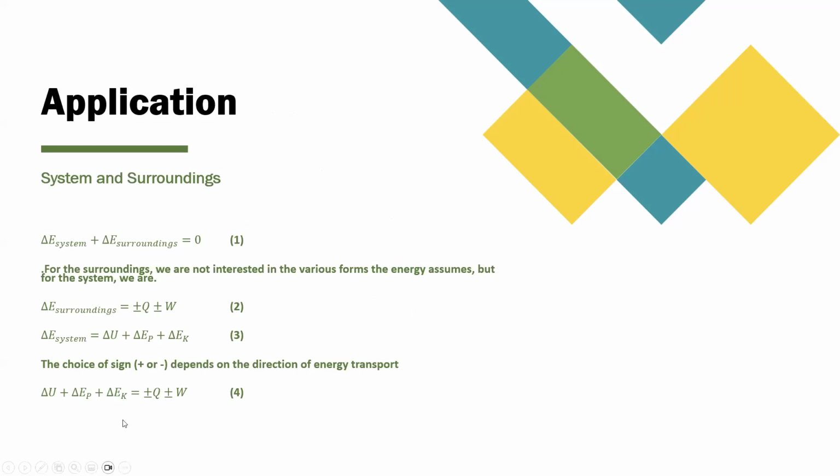And so equation 4 tells us that for the first law, we're just concerned with energy. This is for a closed system. All the changes of energy on the left-hand side of equation 4 will be equal to the heat that flowed in or out and the work that flowed in or out of the system.